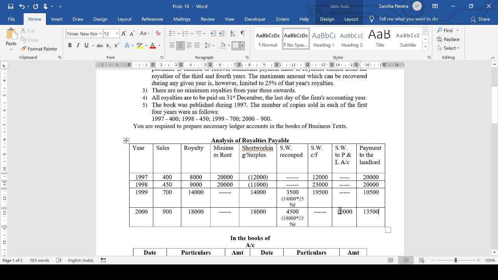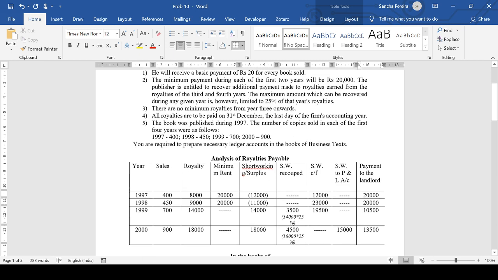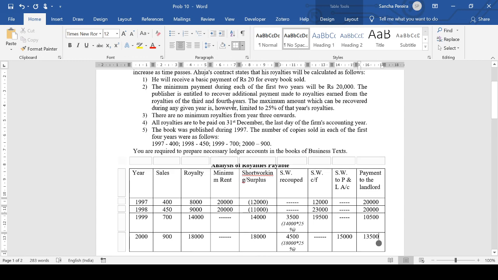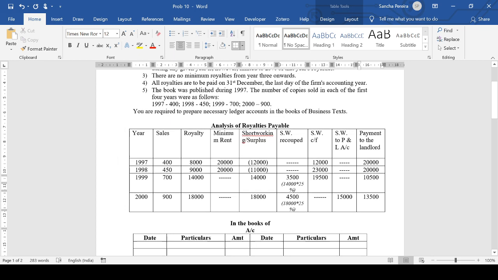Is that clear? Why am I not carrying forward? Why have I transferred it to the P&L account? Because it said here the publisher is entitled to recover additional payment made to royalties earned from the royalties of the third and fourth year. They have not said anything can happen beyond that. So I'm not going to assume that in the years to come they will allow us to recover this. So I've just directly transferred it to P&L.